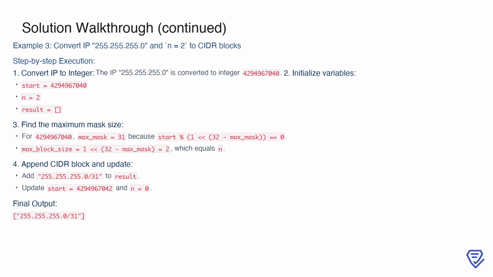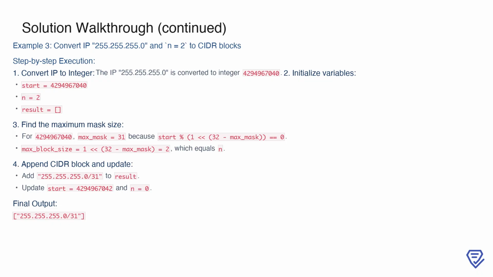In the third example, we are tasked with converting the IP 255.255.255.0 and n equals 2 into CIDR blocks. First, we convert the IP to its integer representation, which results in 4294967040. We initialize the variables as follows: start is set to 4294967040, n is set to 2, and result is initialized as an empty list. To find the maximum mask size, we check the condition start % (1 shifted left by 32 minus max_mask) == 0 for various values of max_mask. Here, max_mask equals 31 satisfies the condition. The block size, calculated as 1 shifted left by 32 minus max_mask, is 2, which matches the given n.